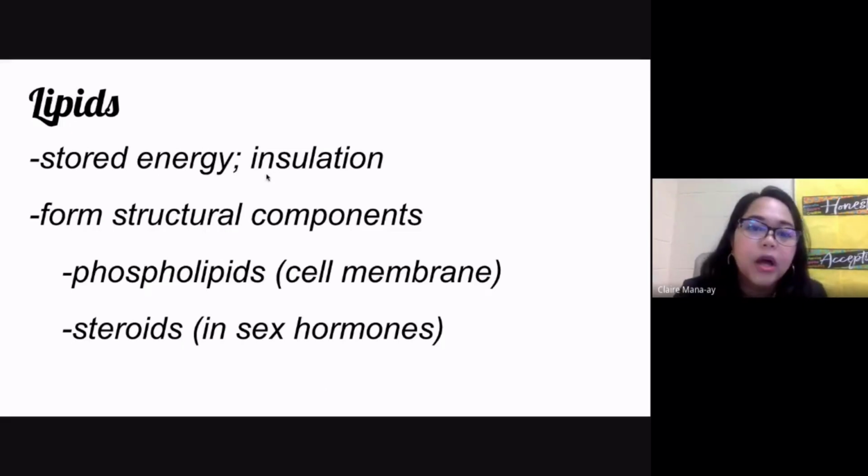Another function is insulation. That means you don't easily get cold if you have fats in our body. Another function is that lipids also form structural components in our body. One very important example is your phospholipids, which form the cell membrane of the cells in our body. Another example is your steroids, such as your sex hormones, testosterone and estrogen. Your steroids are also examples of lipids.